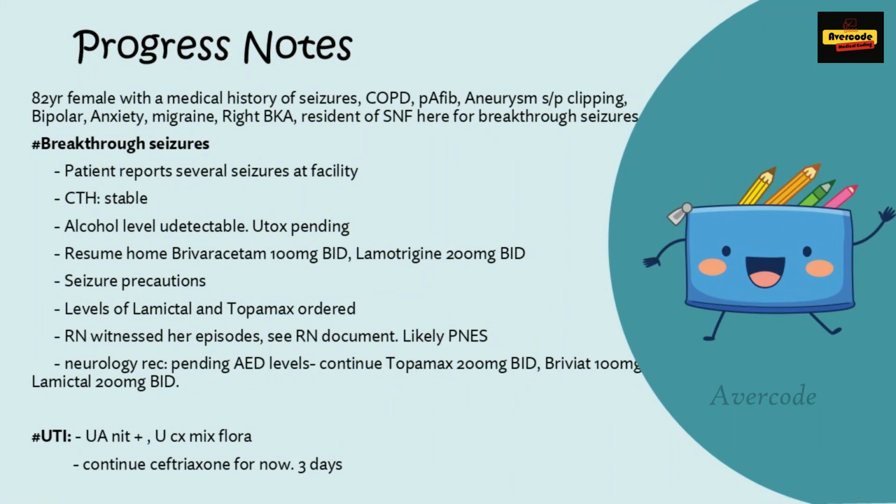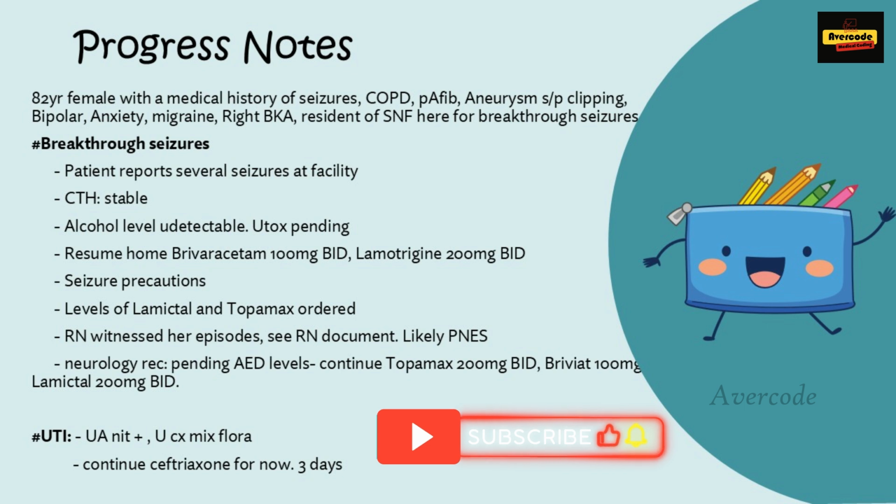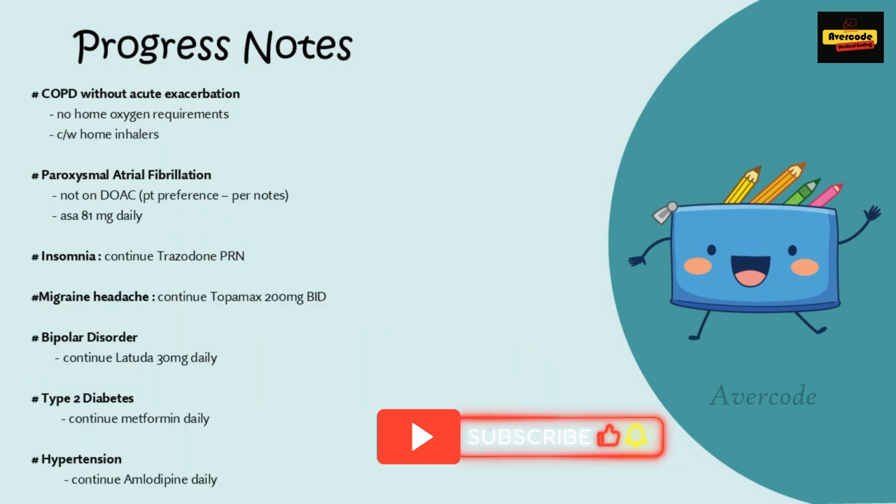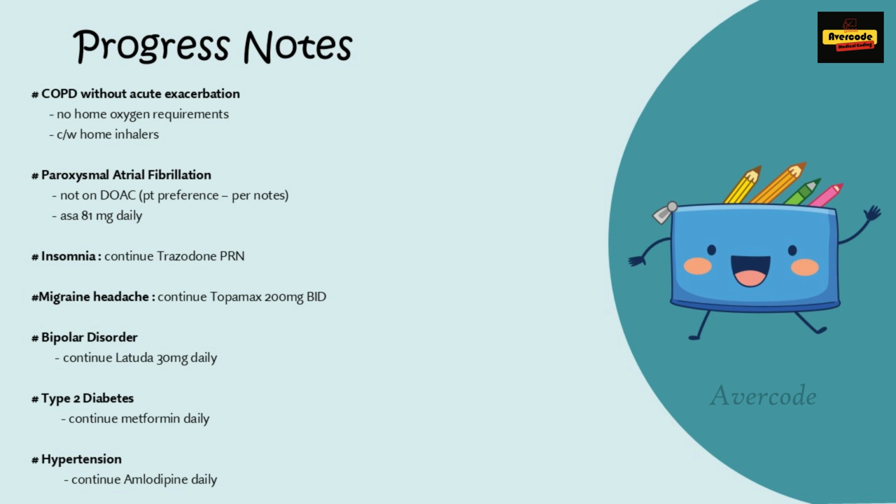Next, move on to the progress notes. A new diagnosis of a urinary tract infection, UTI, was noted, for which the patient was prescribed ceftriaxone. Additionally, there's an update on the breakthrough seizures, documented as RN witnessed her episodes, see RN document on September 13, likely PNES. PNES stands for psychogenic non-epileptic seizures. Since the patient is actively being treated for these conditions, they must be coded as secondary diagnoses.